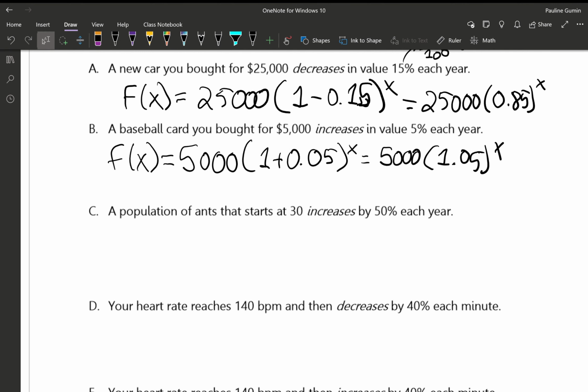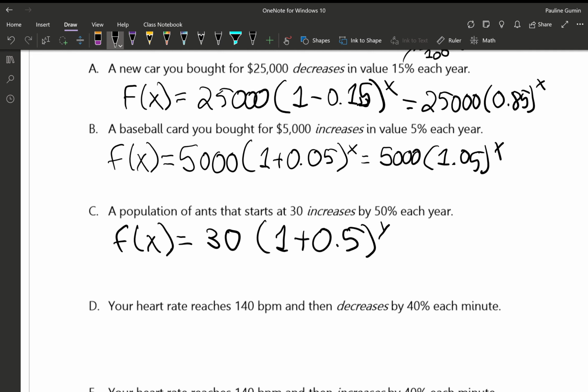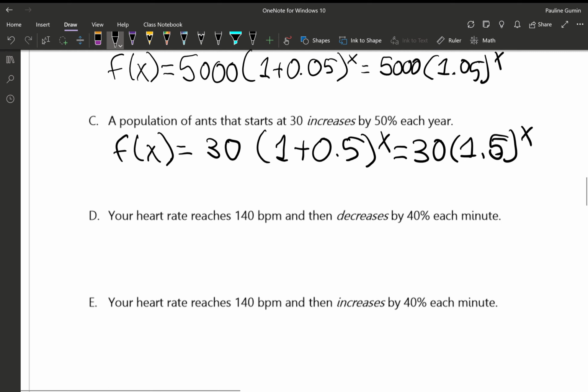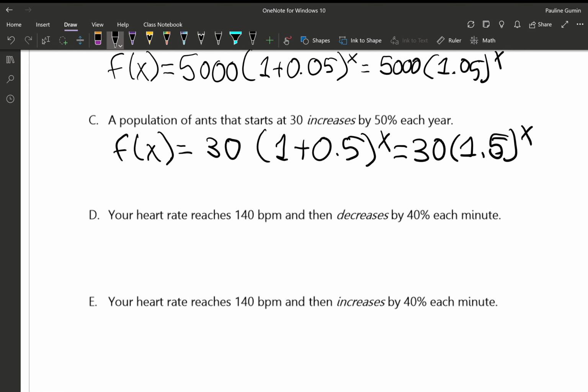Letter C, a population of ants starts at 30. Okay, so that's our initial value, 30. And increases by 50% each year. So that's 1 plus for increasing. 50% is 0.5 to the power of x. Well, let's simplify a tiny bit. Perfect. Letter D. Your heart rate reaches 140 beats per minute and then decreases by 40% each minute.